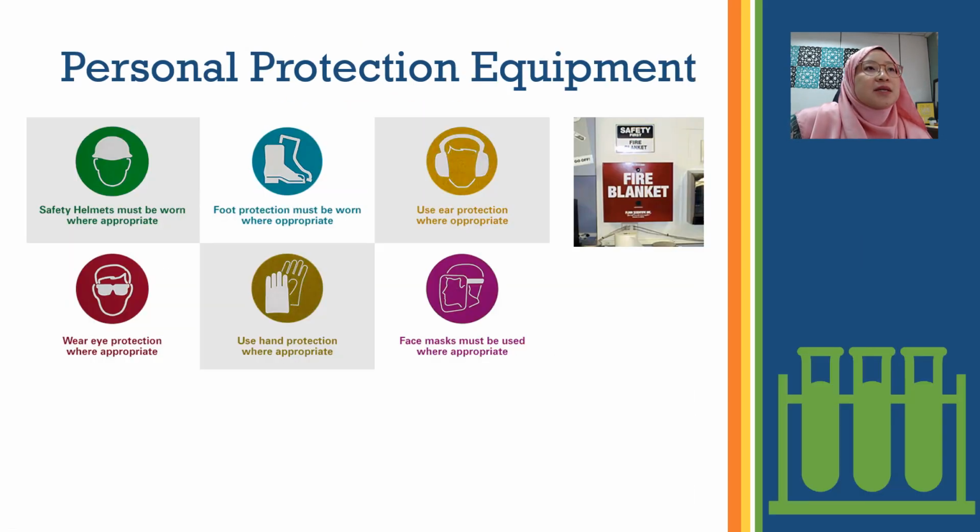So these are the symbols for some of the personal protective equipment. If you see this one, this is for the safety helmets. There are some places where you need to wear safety helmets. This is a symbol for our eye protection, shoes, gloves, ear protection, face mask or face shield. And this is the symbol for the fire blanket in case there is a fire.